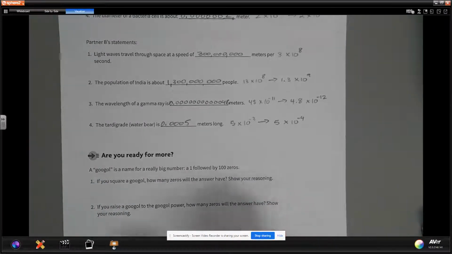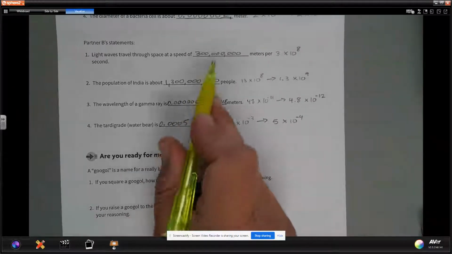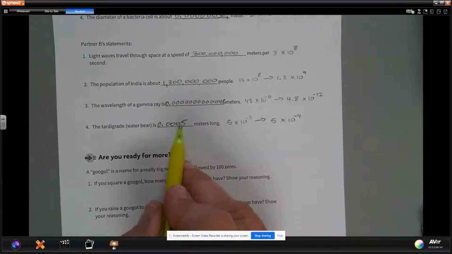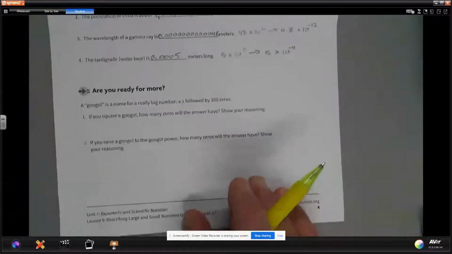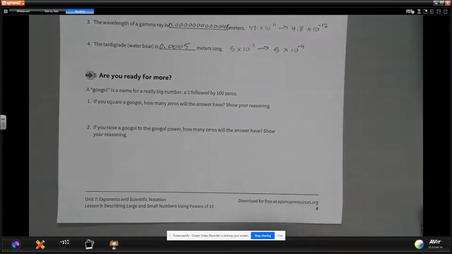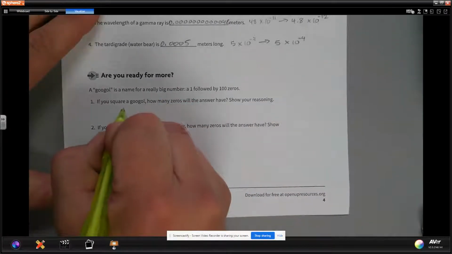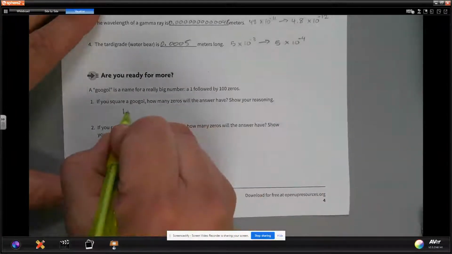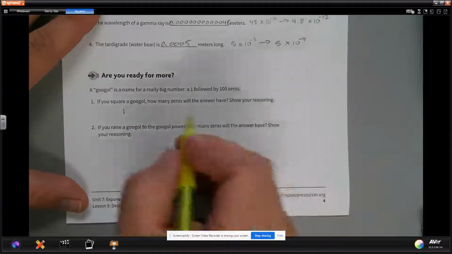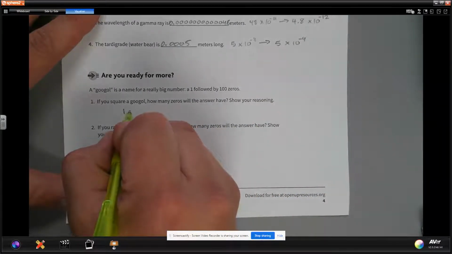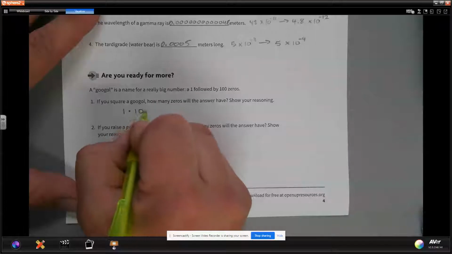Now, why does it matter that I've done all this work going from these numbers that we might be used to into this form of scientific notation? Well, here's the thing with it. You ever heard of the word Google? Well, Google's a name for a really big number. That's 1 followed by 100 zeros. I am certainly not going to write that because that is just too much.